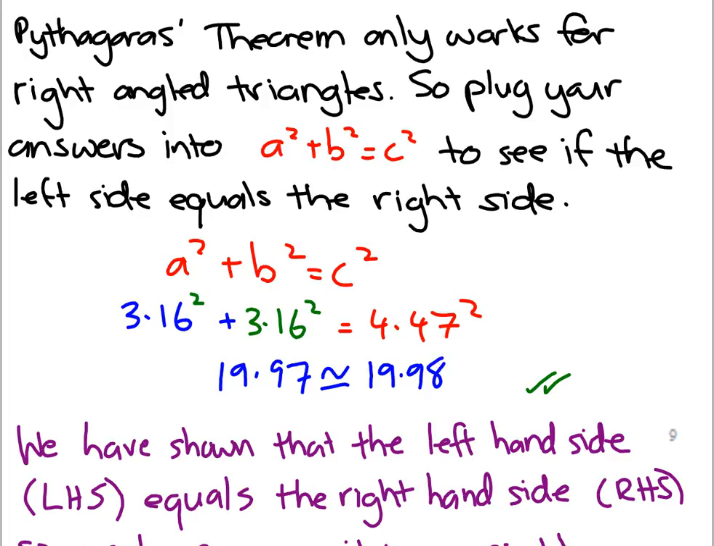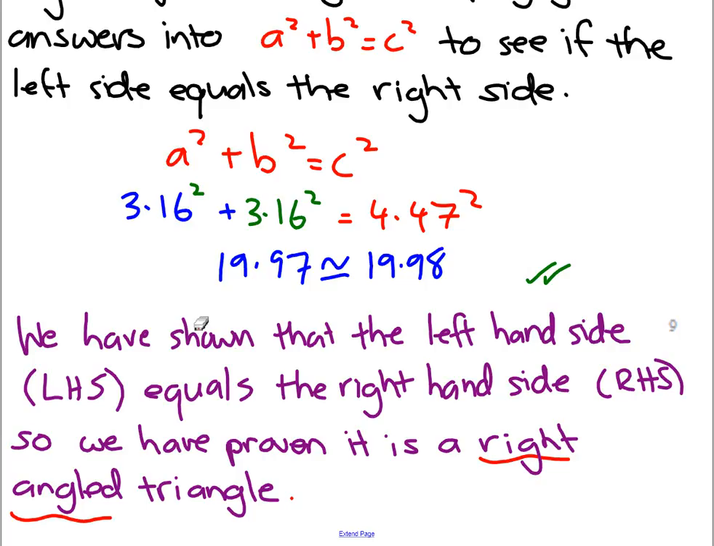I believe that we do have a right-angled triangle, because we've shown that the left-hand side equals the right-hand side. This sign, by the way, means approximately equal to. So we've proven that it is a right-angled triangle. Left-hand side, I tend to write LHS, and right-hand side, RHS. So it's a right-angled triangle because the three lengths satisfy Pythagoras' theorem, and Pythagoras' theorem only works for right-angled triangles.